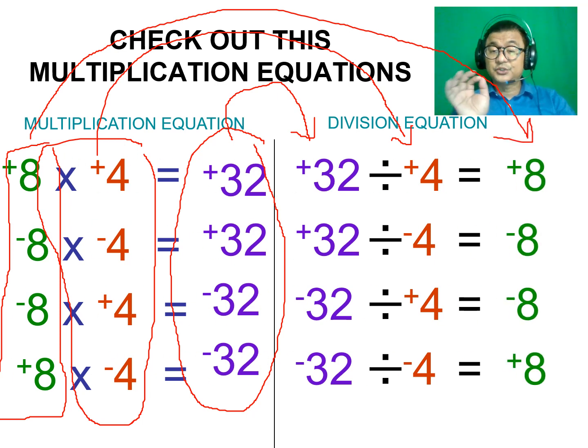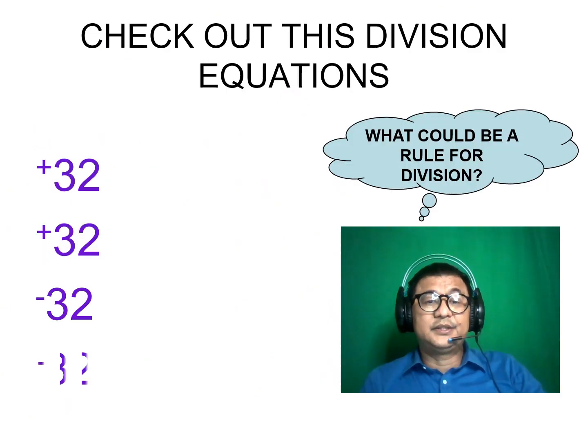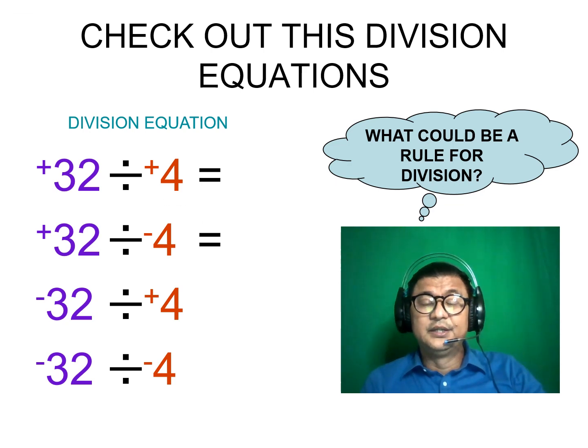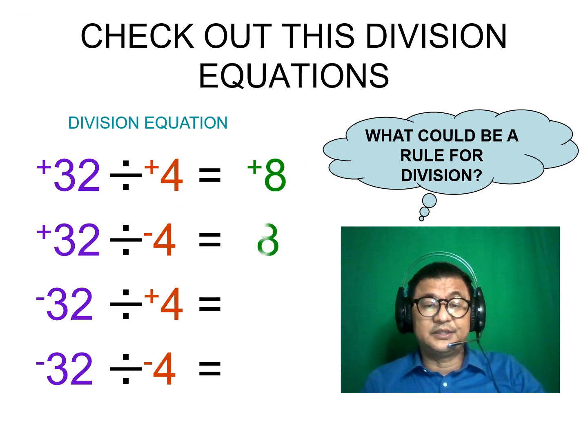Now, focus on the division equations. Look at the signs again. How did we divide? Obviously, you can divide the absolute values. How do you identify the sign of your quotient? Look at the signs. Okay? These are now our division equations. We got this by moving the factors and the products around.